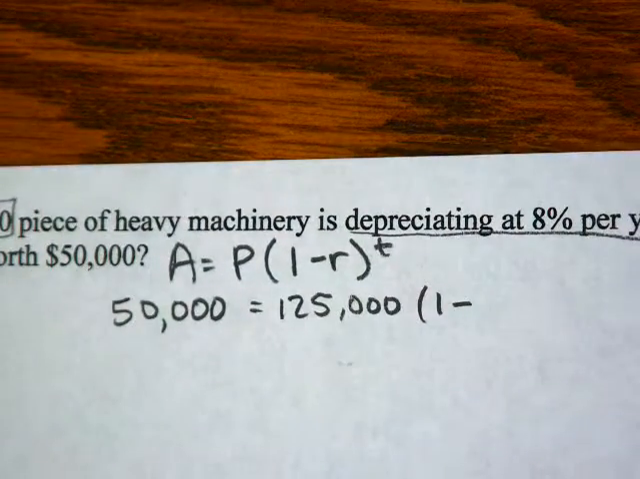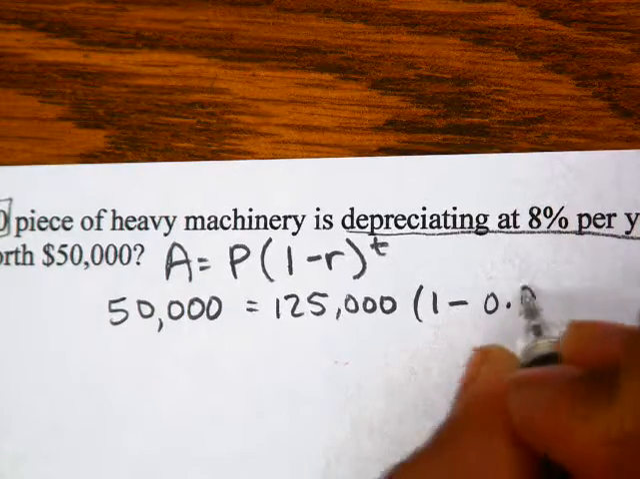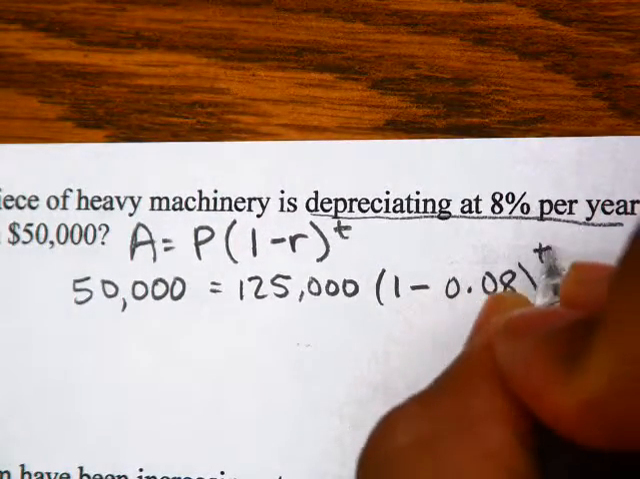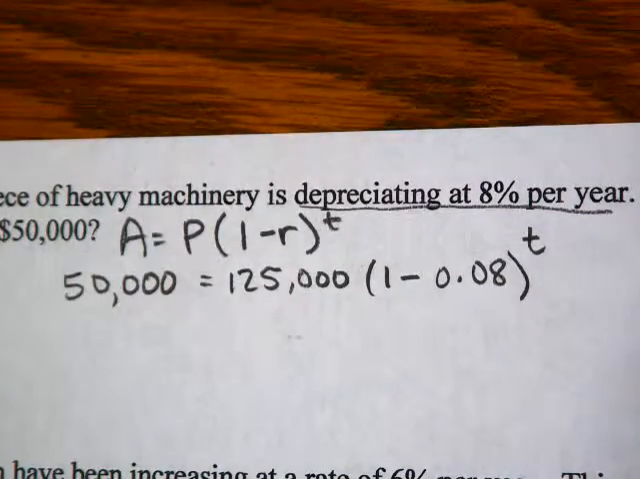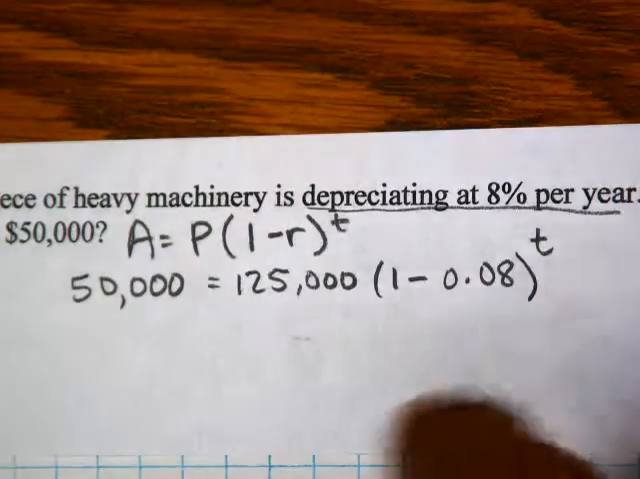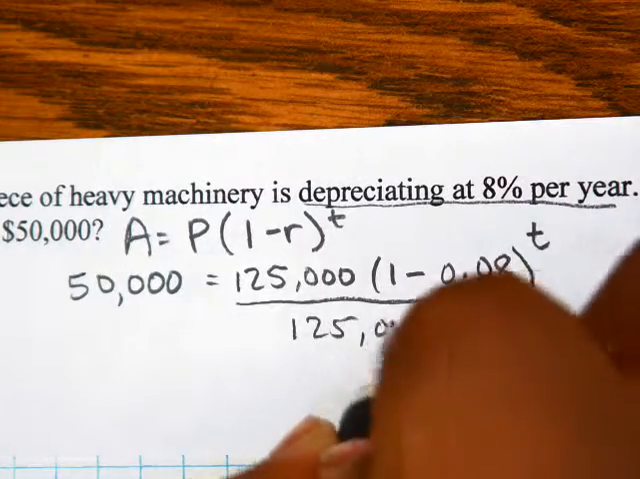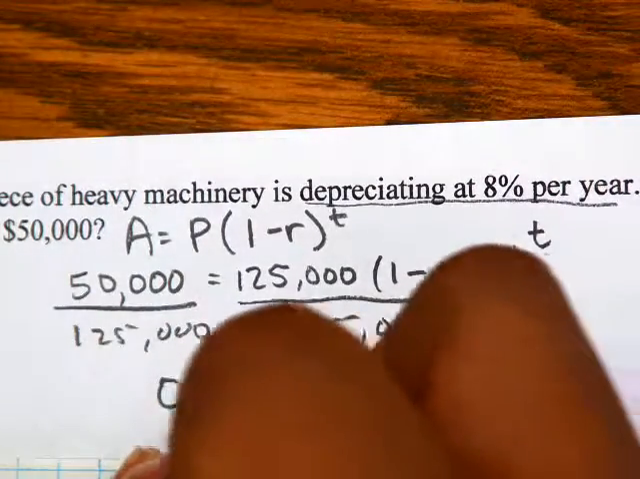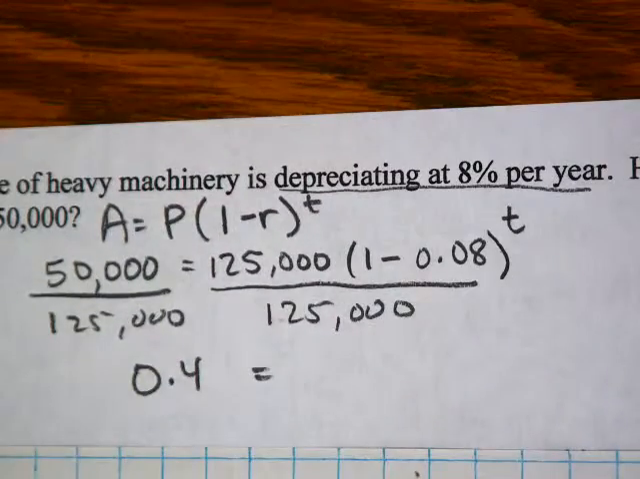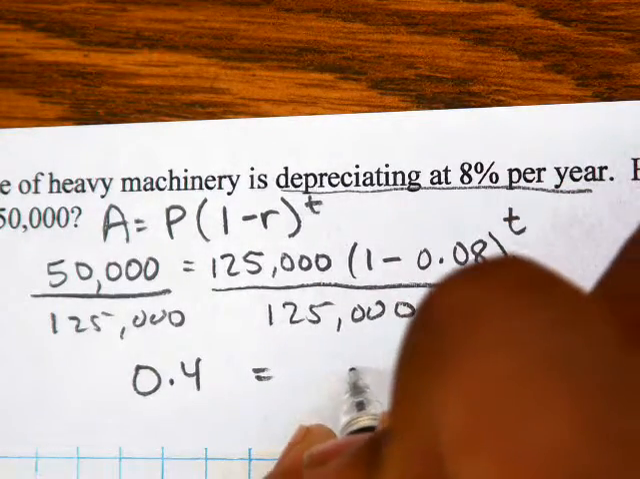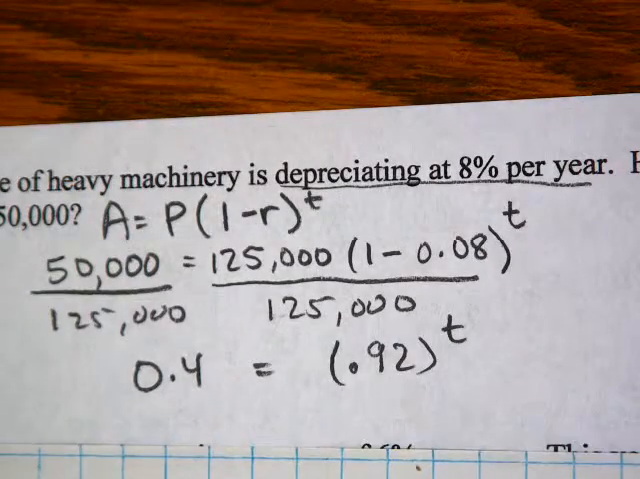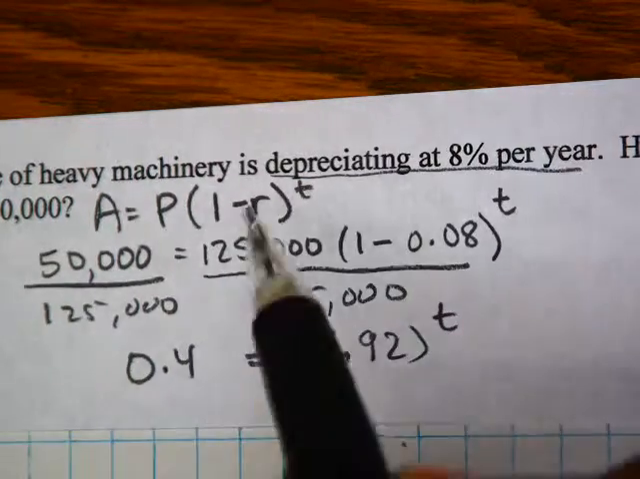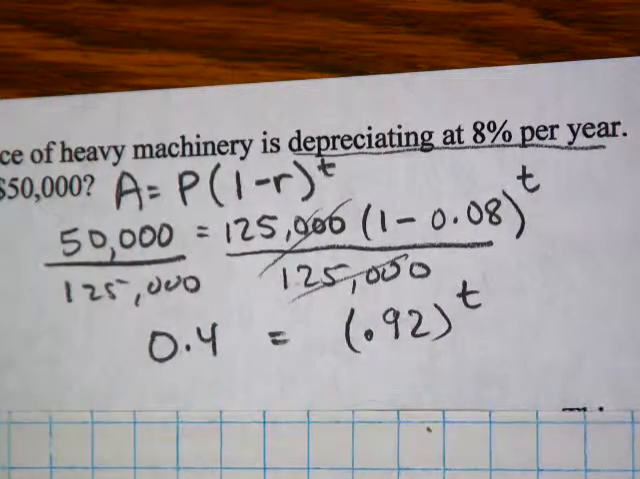1 minus the rate. 0.08. If you want to write 0.92, that's fine. And the T is your exponent. What should we do first? Divide. We don't have a base and exponent yet, we got to divide. So that's 0.4. This is 0.92, right? So these reduced, and I took 1 minus the 0.08 and got 0.92 to the exponent t.